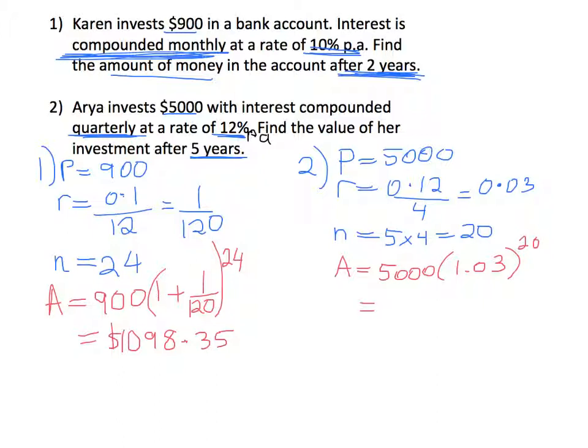Alright, and then just putting that in your calculator. 5,000 times 1.03 to the power of 20 is $9,030. Wow. Cool, $9,030.56. That's pretty good. I guess that's a pretty good interest rate, 12%. What are interest rates at the moment? Not that high.